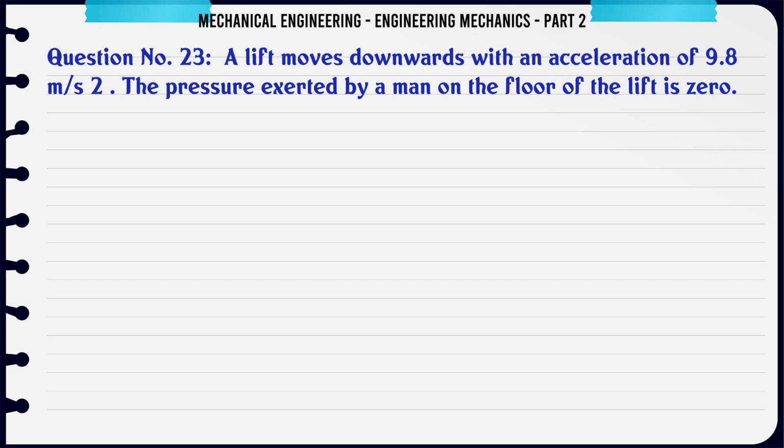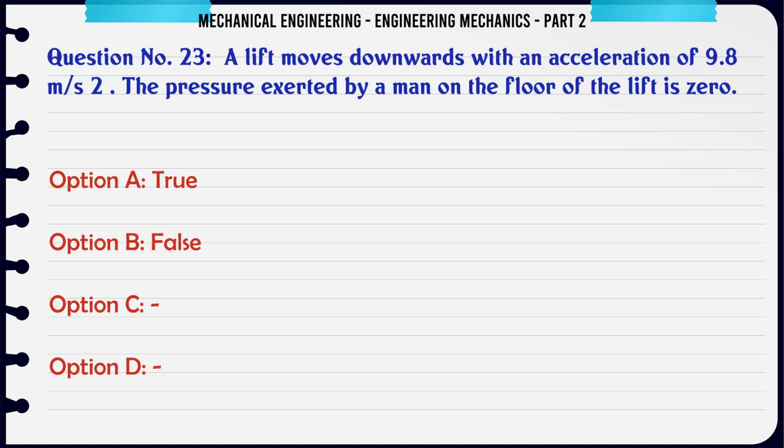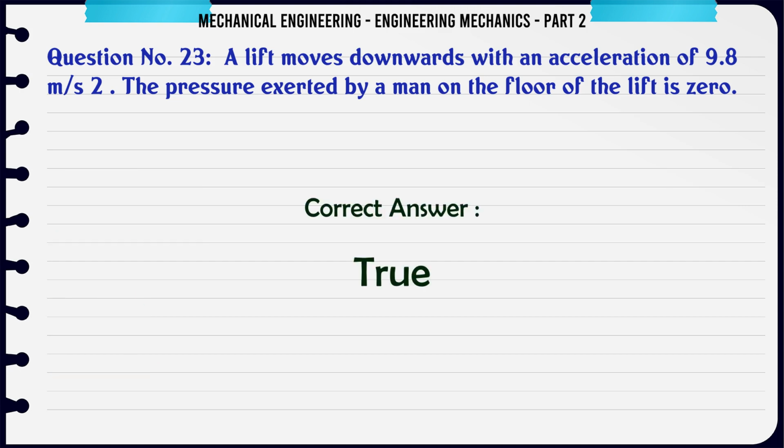A lift moves downwards with an acceleration of 9.8 m/s². The pressure exerted by a man on the floor of the lift is 0. A. True. B. False. The correct answer is true.